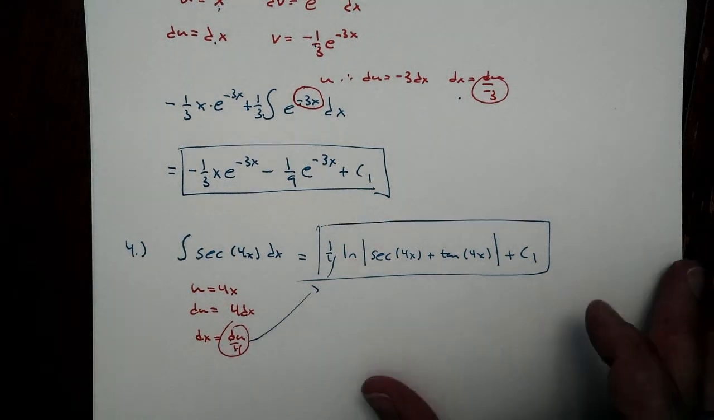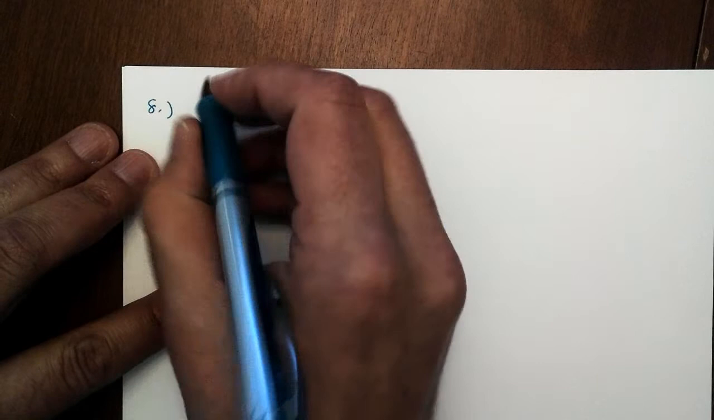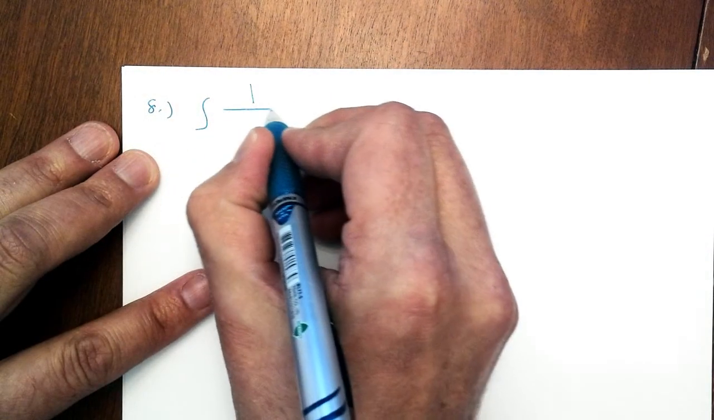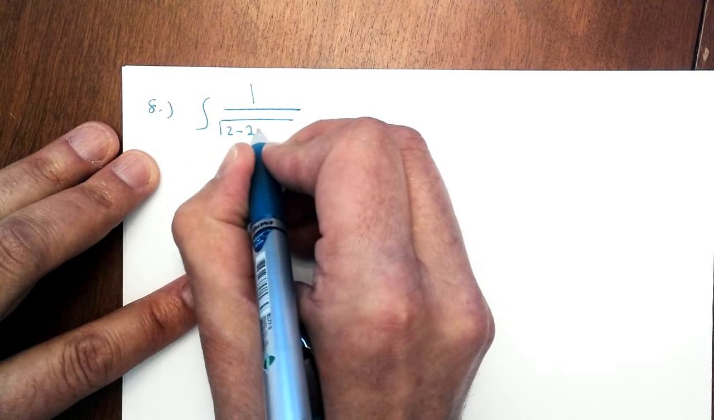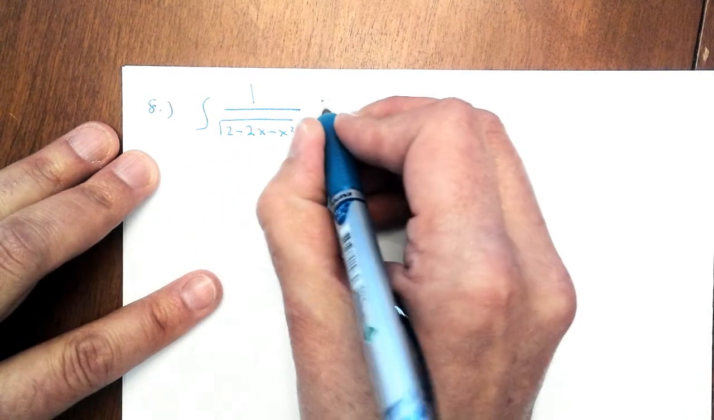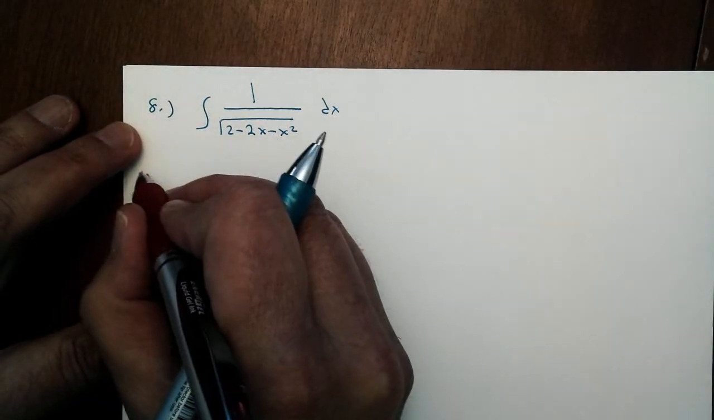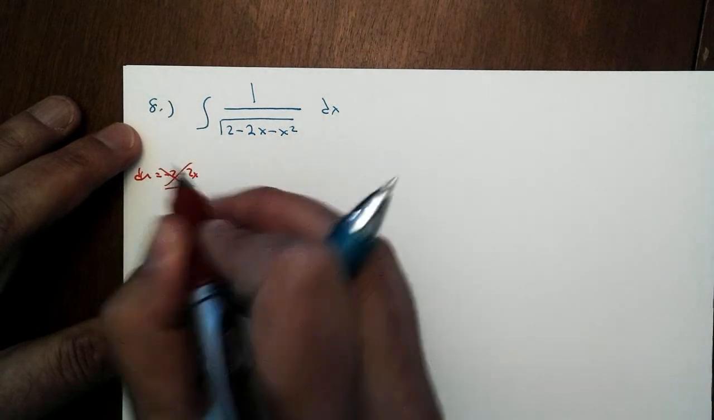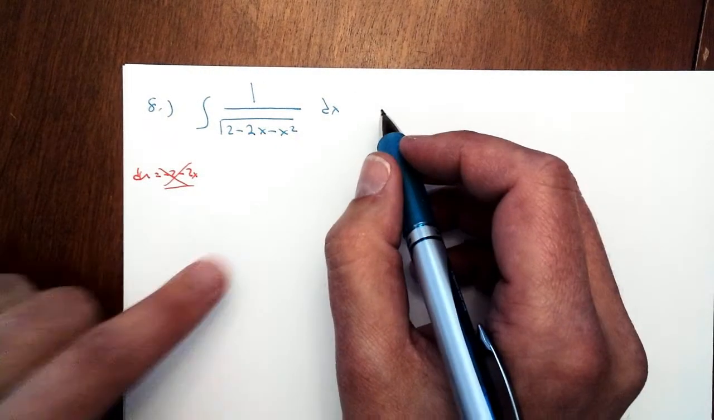Let's take a look at one where we have to use one of the arc trigs. So let's look at number 8 on your homework, or if you're just watching this as some practice: 1 over the square root of 2 minus 2x minus x squared dx. Now, of course, you're always going to try U-substitution, but my du would be negative 2 minus 2x, and that doesn't cancel with anything. So we're left with, like I said, arc trig or one of our other rules.